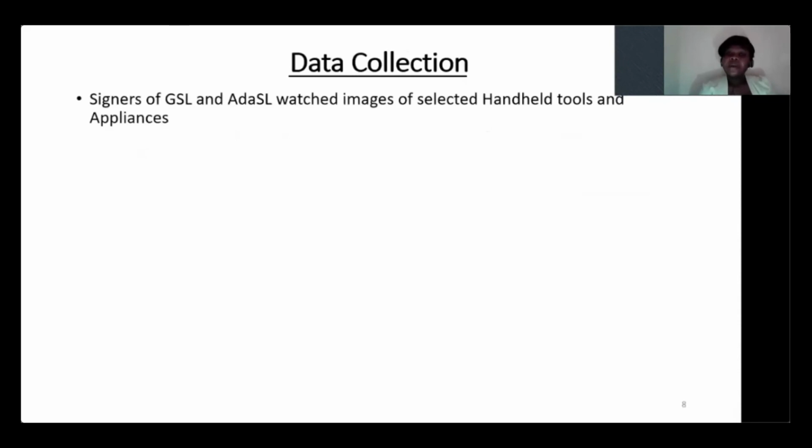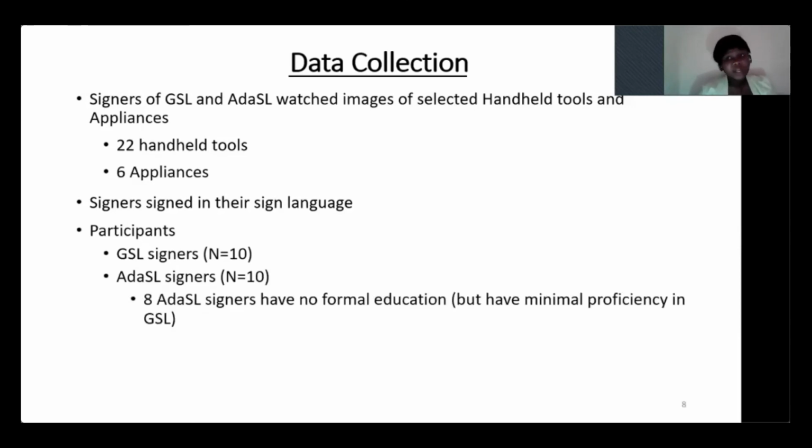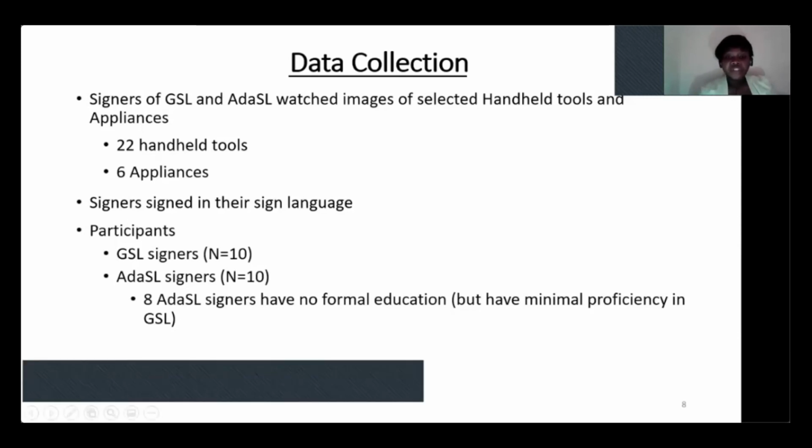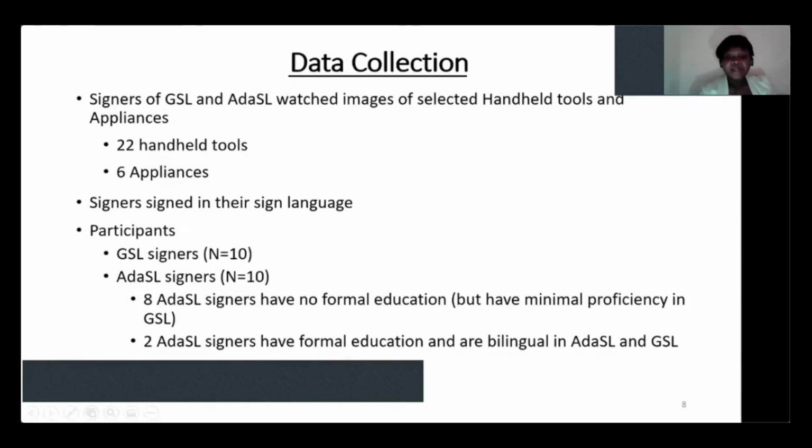So for the data collection, signers of these two sign languages watched selected images of handheld tools and appliances. So we had 22 handheld tools and 6 appliances. And signers were specifically instructed to present how these images are depicted in their individual sign languages. So for participants, I had 10 signers from each sign language. All the 10 signers who use Ghanaian Sign Language are educated, but 8 of the signers from Nampobe did not have any formal education. Of the Nampobe signers, 2 of them were equal bilinguals in Ghanaian Sign Language and Nampobe Sign Language.